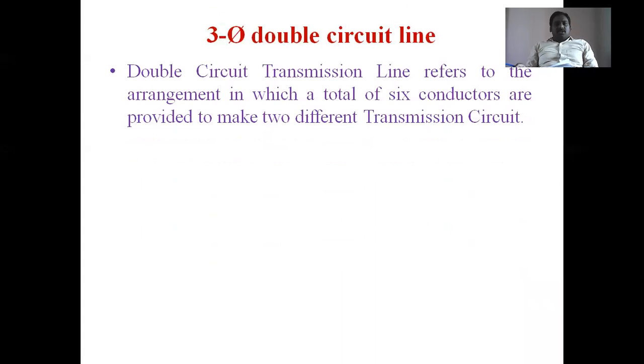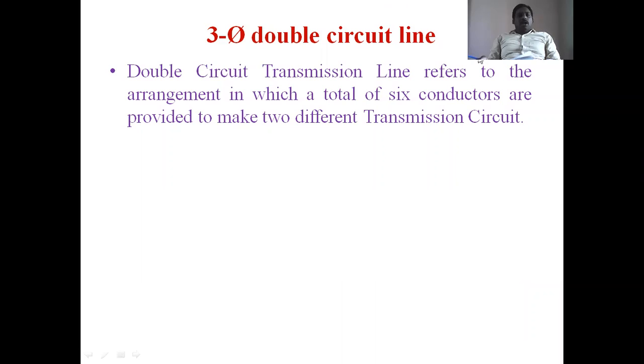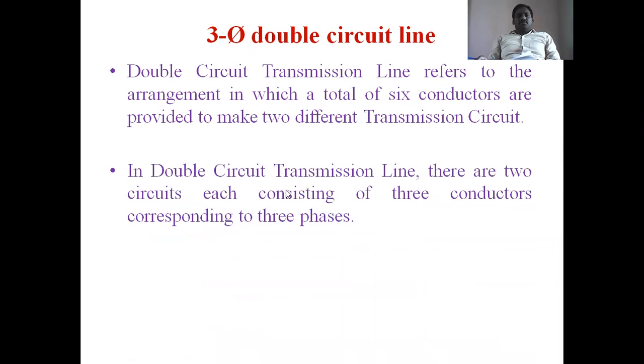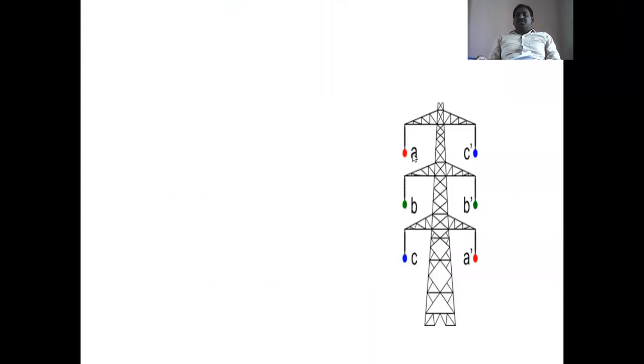Each phase having two circuits means two conductors. Totally three phases, 3 into 2, 6 conductors. That's why a double circuit transmission line refers to the arrangement in which a total of 6 conductors are provided to make two different transmission circuits. See here, like this. This is a double circuit line.